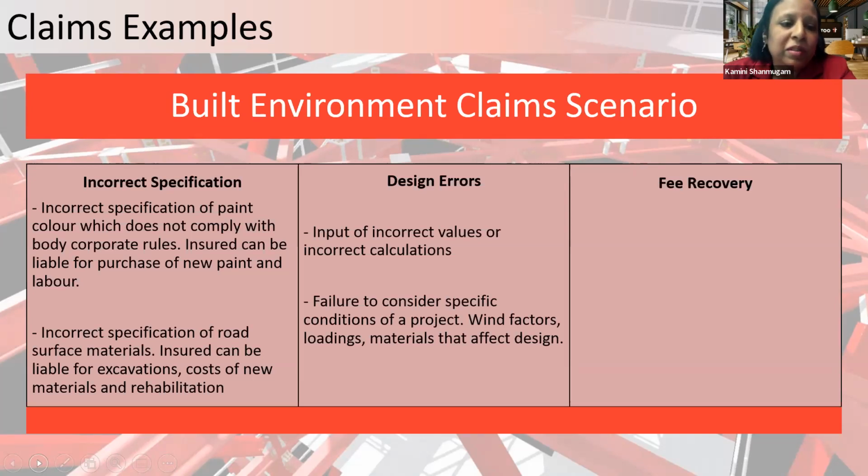I've put down 2 examples here. It can be something as simple as, for instance, an architect who is designing a residential property. The body corporate rules specify a certain color of paint that needs to be used, and then the architect specifies a different color of paint. Then there can be a claim for damages. What would the claim for damages be there? It would be the claim for the new paint and for the labor related to the new paint.